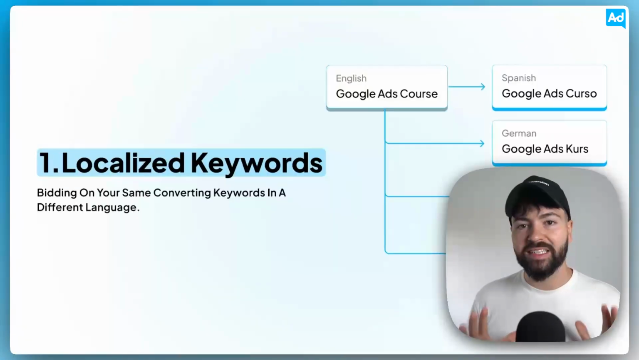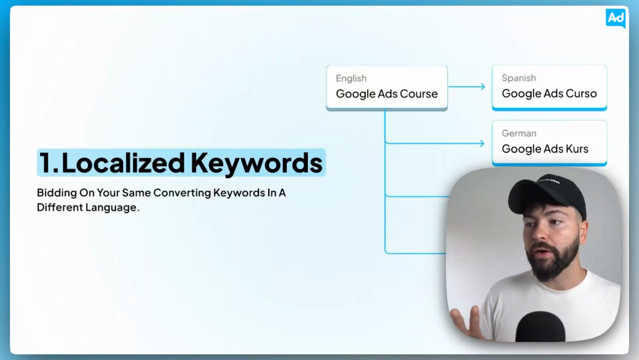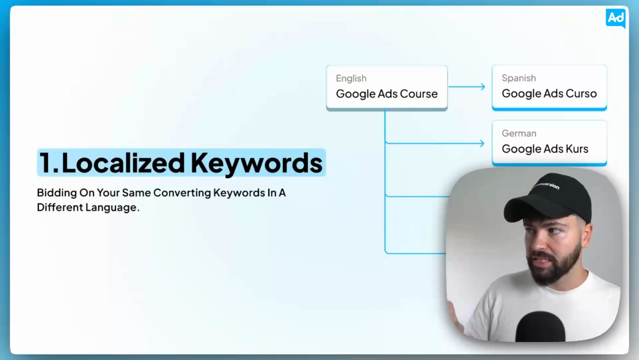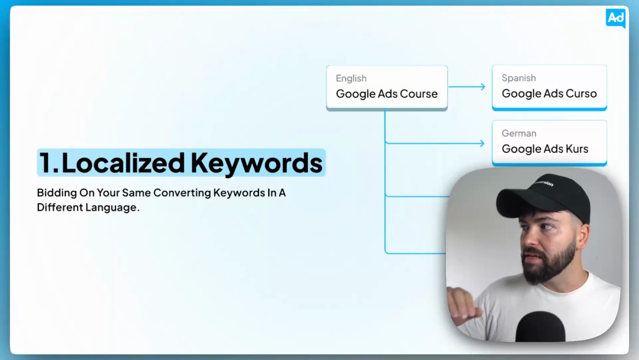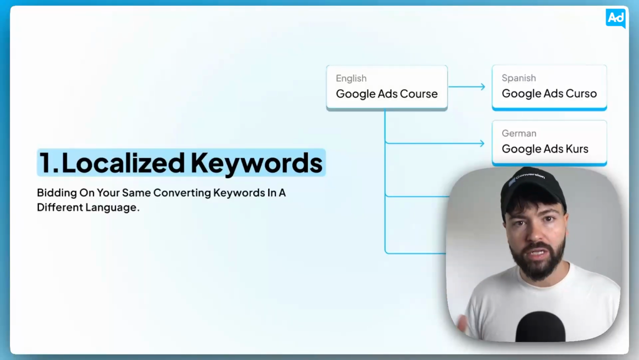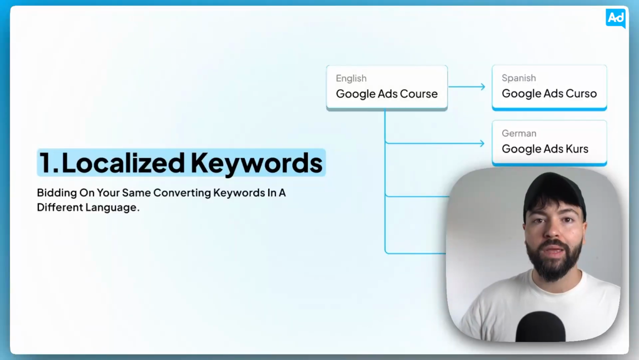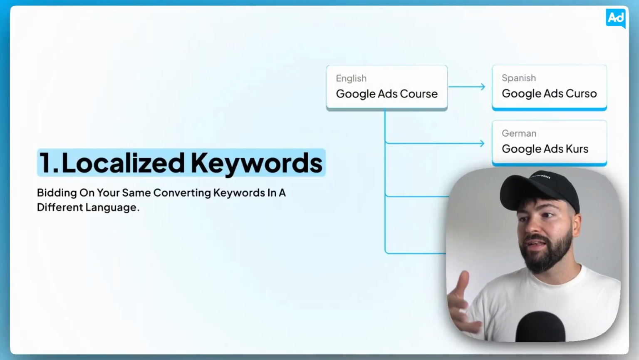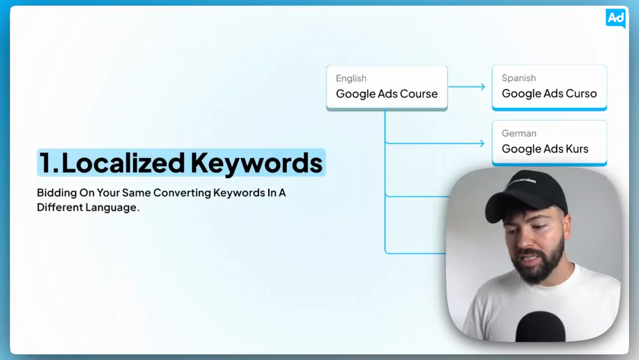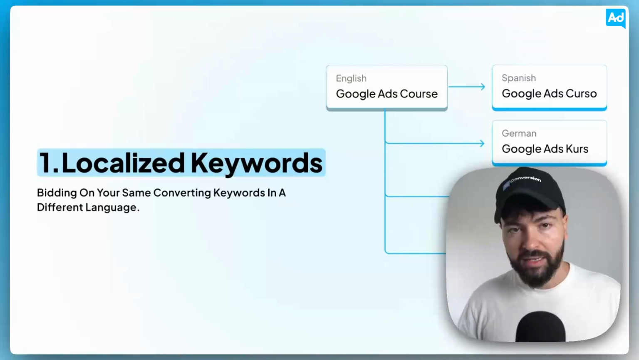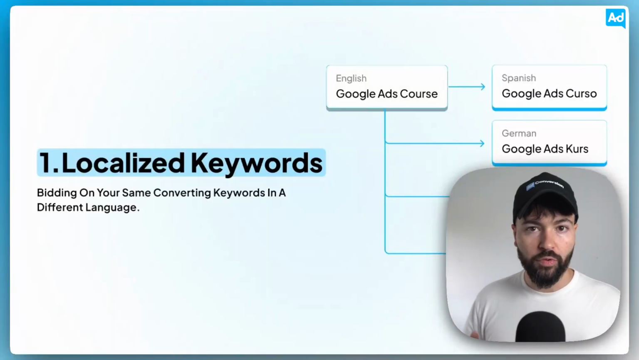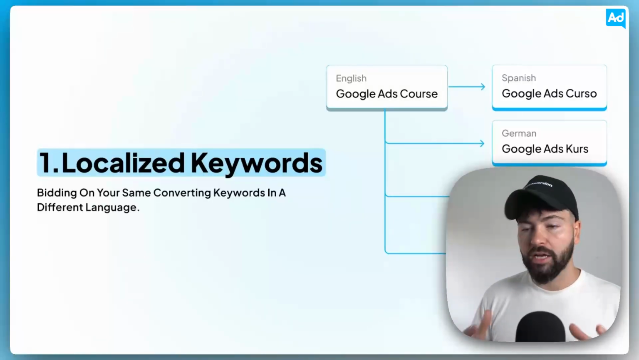So the first one is localization keywords. This is where you're bidding on the same converting keyword in a different language. So for instance, if I was bidding on the keyword Google Ads course, now I could do a Spanish alteration, a German, French, Italian, you get it, the list goes on. Each language could be its own campaign for that proven theme. And now I'm just trying a localized version of it. This is really powerful because one, you could tap into a dramatically lower cost per click. English is definitely the most expensive language in terms of competition. Most people are advertising in English, so it comes at a premium.